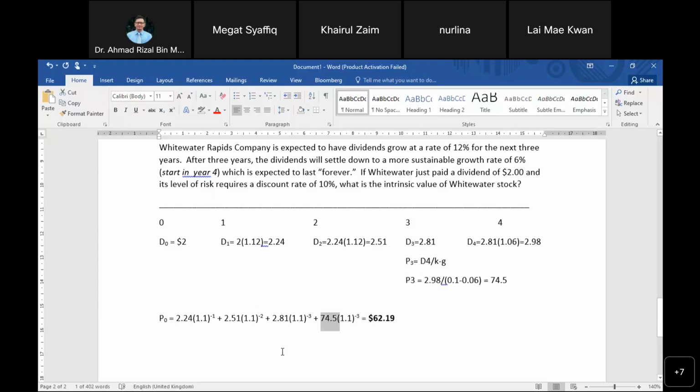So don't include D0 and don't include D4. Examples of mistakes that students normally make: they put in D0 and they put in D4 as well. D4 is not necessary since it is already included in P3.